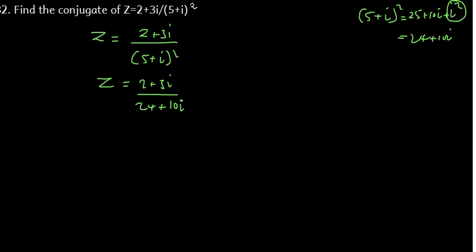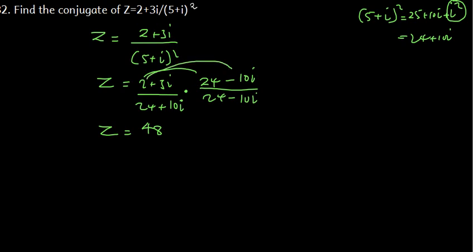Now at this point we can conjugate. We multiply by the conjugate down and on top. So the conjugate of 24 + 10i will be 24 − 10i. We change the sign of the imaginary part, and this would be 24 − 10i also. And so z will be equal to 2 times 24, that would be 48. 2 by negative 10, that would be negative 20i.